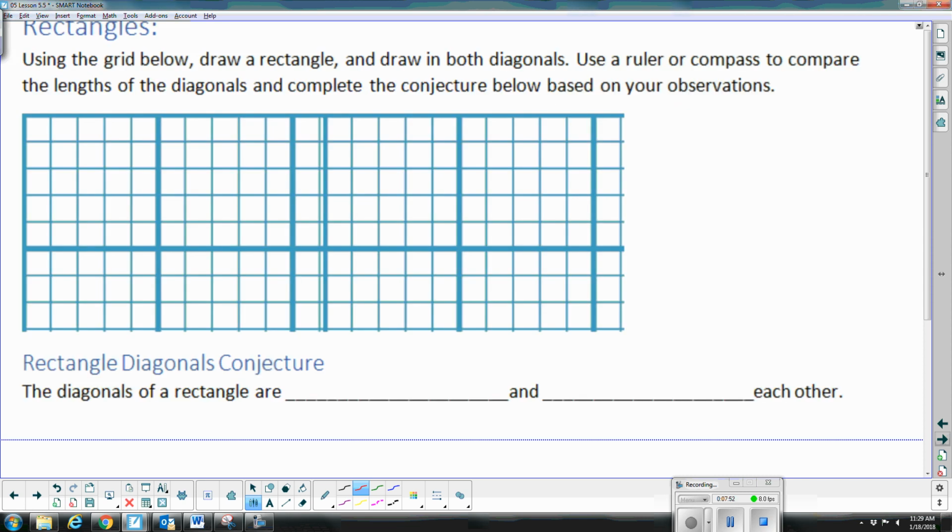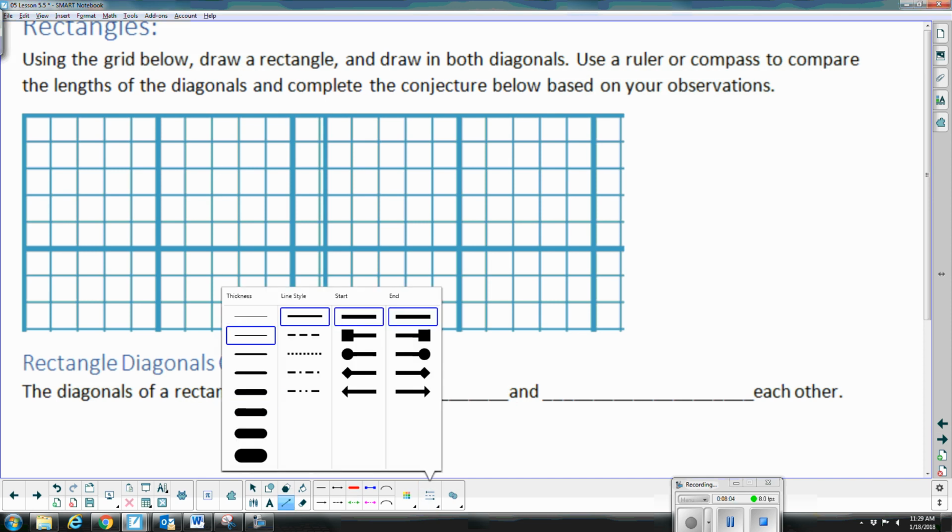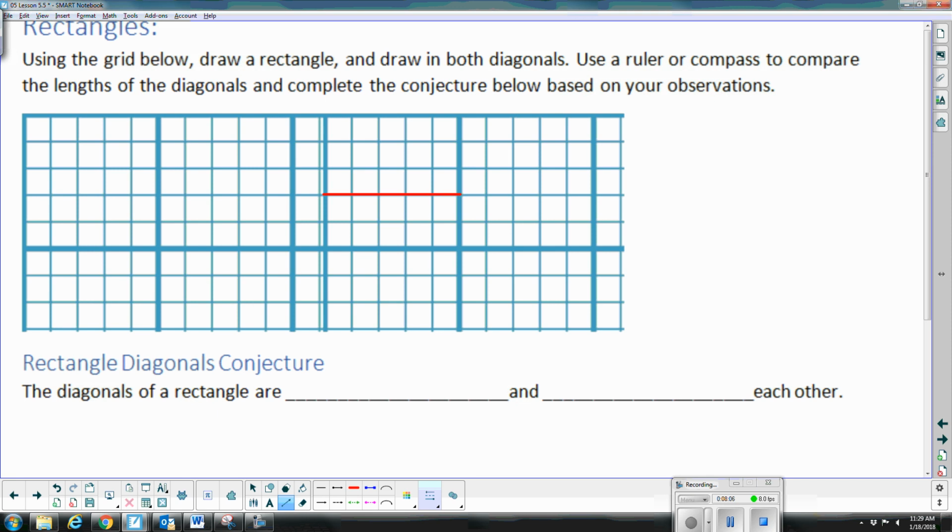Alright, now let's look at properties of another special parallelogram, which is a rectangle. You've got a grid on your note sheet. Use that grid to draw a rectangle. It doesn't matter where you draw it, but follow the grid lines so that it forms a rectangle. Make it so it's not also a square, so that it is just a rectangle. And then let's draw in our diagonals.